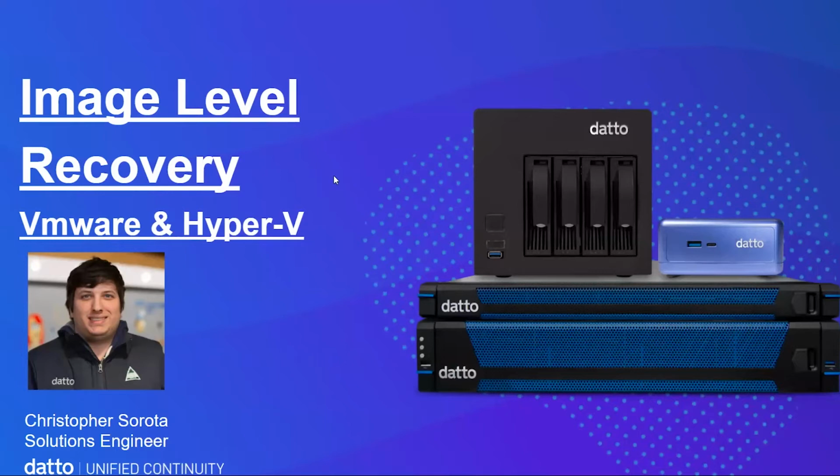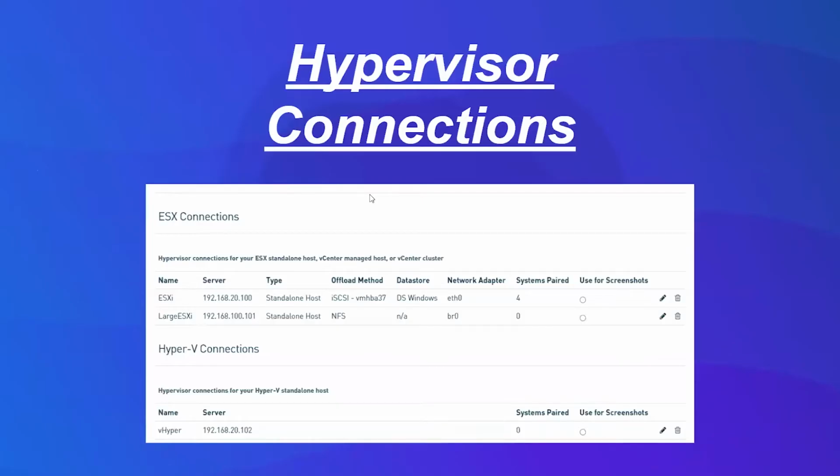Today, we're going to be reviewing the recovery options SIRIS has to offer when restoring to VMware and Hyper-V. Before we get into it, we need to talk about what a hypervisor connection is. A hypervisor connection is the method the SIRIS appliance utilizes to integrate with VMware and Hyper-V. This will open up a VMware exclusive restore option and a continuity option for both hypervisors.